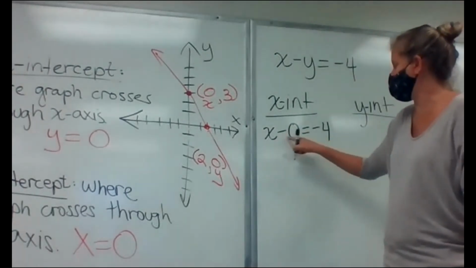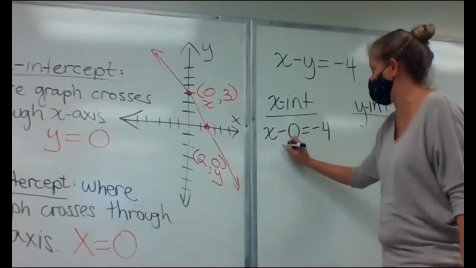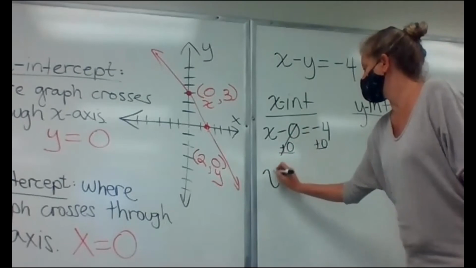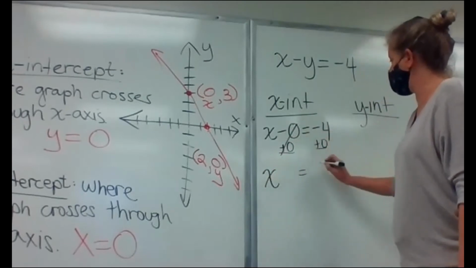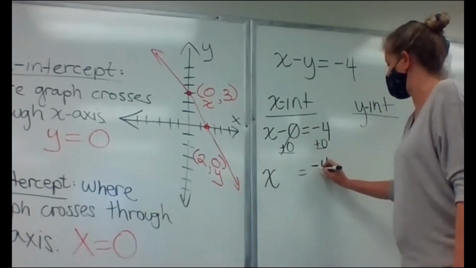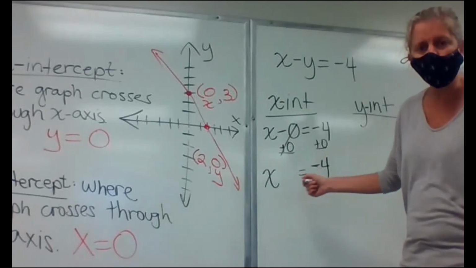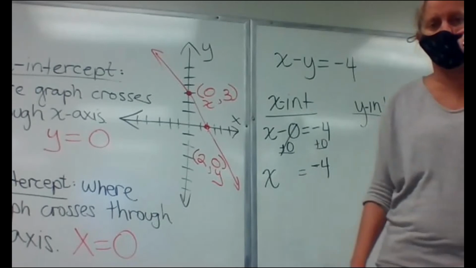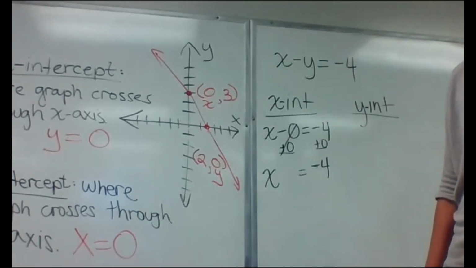Solving for x, well that minus 0 is nothing. I could get rid of it by adding 0 if I wanted. So what does x equal? -4 plus 0 is -4. That's where it's going to cross through the x-axis, at -4.